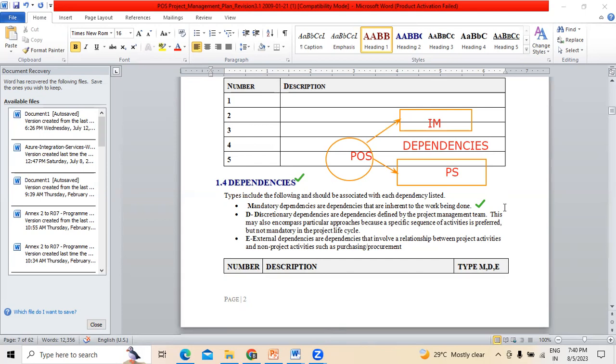So basically, we have three different systems: inventory management, the payroll system, and the point of sale. They all communicate; they are interconnected.